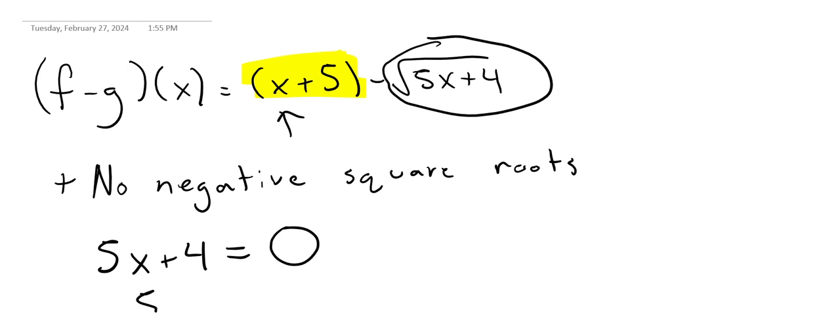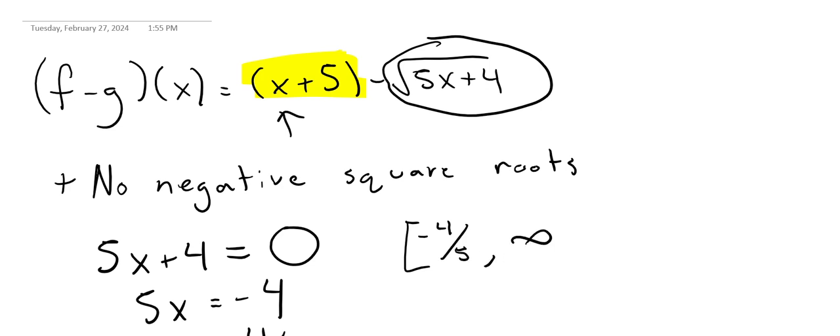So if I move over the 4 and I divide by 5, I have x is equal to negative 4/5. And again, I'm allowed to have the square root of 0. Some of you might already see where our brackets and our parentheses go. Some of you may go, it's negative 4/5 to infinity, which would be our correct answer. We start at negative 4/5 and we go to infinity.